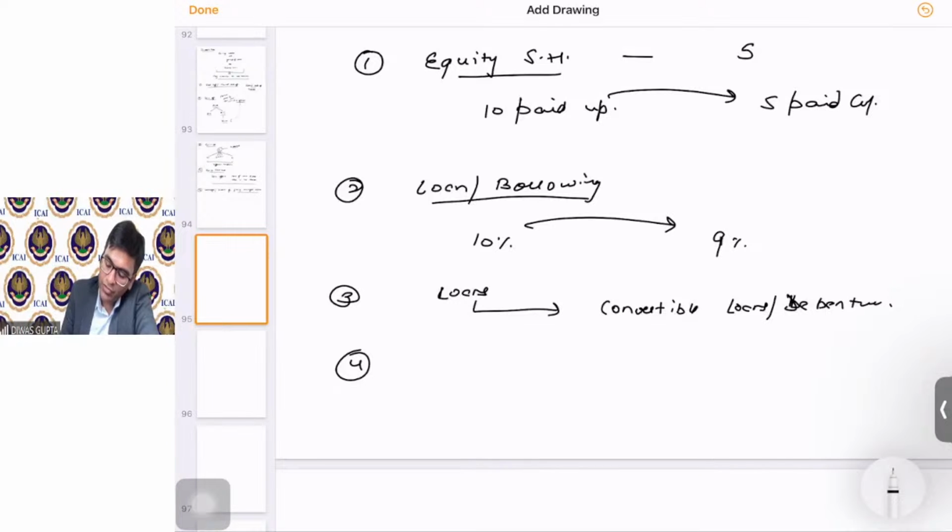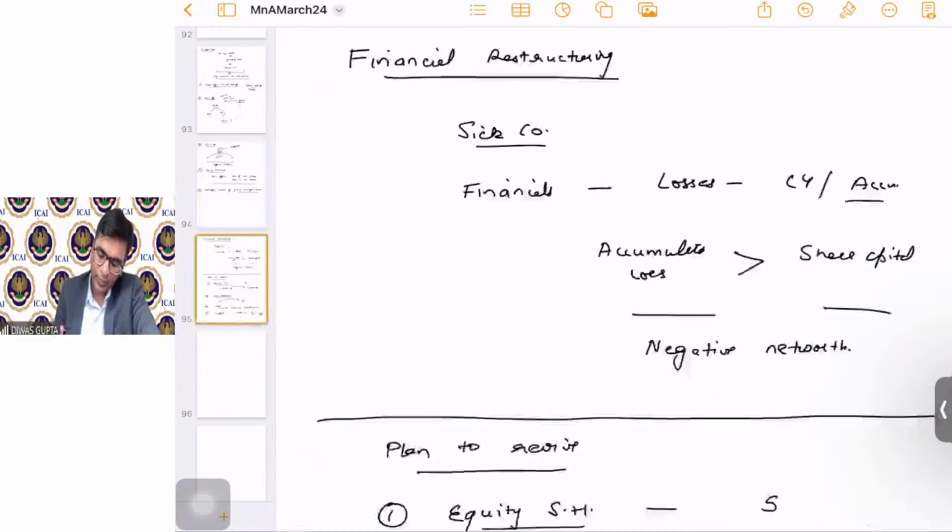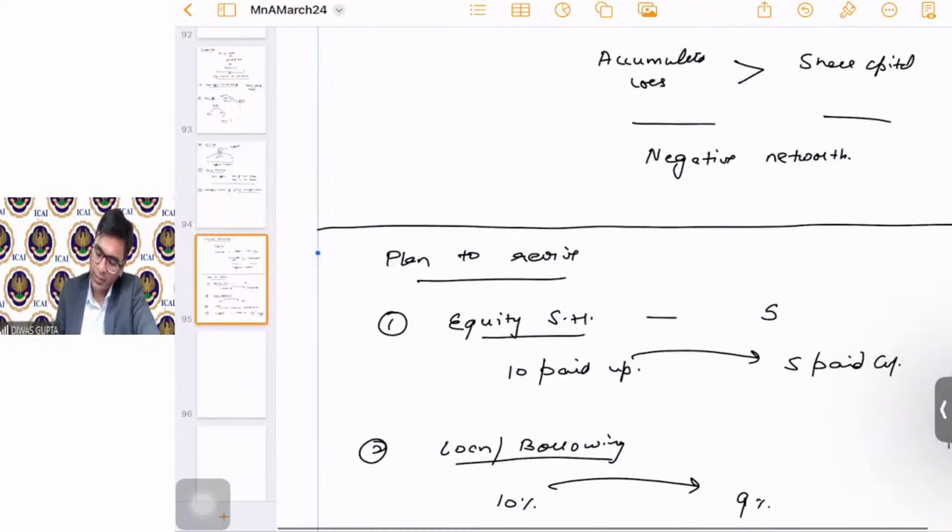Another point in terms of working capital, vendors, you can ask them to forego 25% of the amount, so that we are only supposed to pay the balance 75% as a part of this restructuring. Okay, students. So this will help them to reduce their exposures and then set off their losses with such gains that are happening. Okay, students, this is called as financial restructuring.